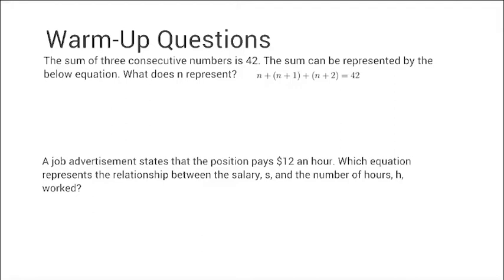What does n represent? Well, to get consecutive numbers, you add one to the previous number to get the next number, and then to add another one, and you add another one. That's how you get consecutive numbers. Here are my three consecutive numbers. This is the first number. This is the second. This is the third number.